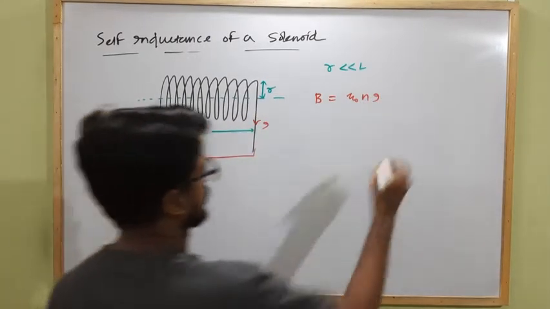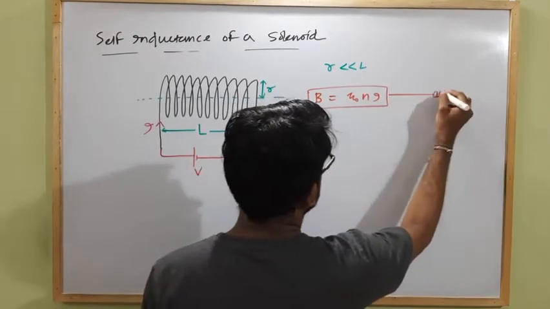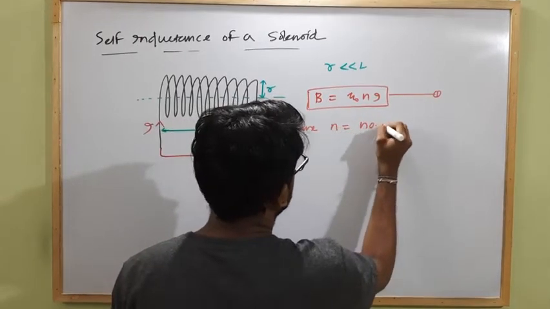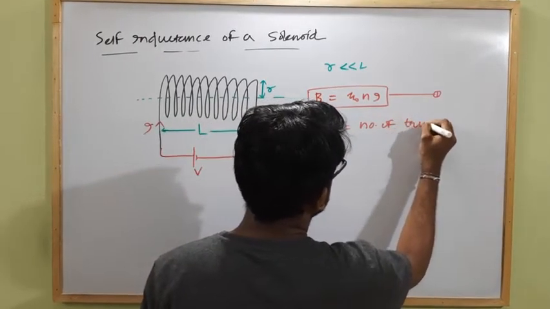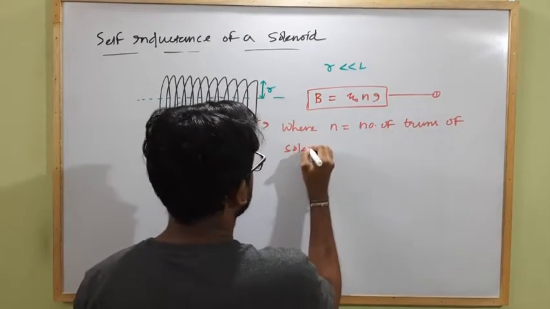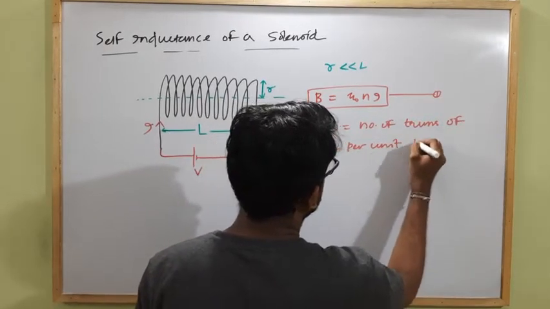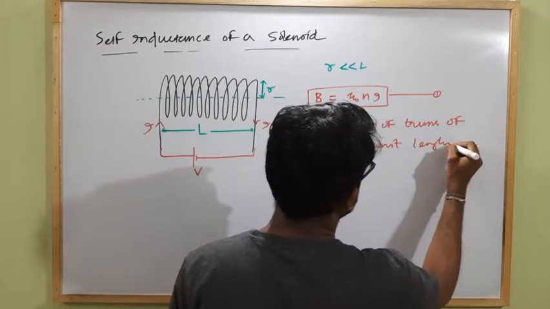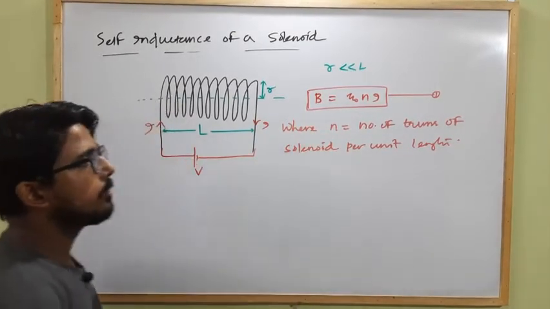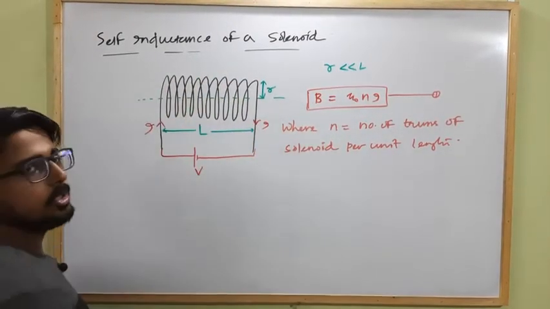Clear? Where N equals the number of turns of solenoid per unit length. Clear? N equals the number of turns of solenoid per unit length. So this is the net magnetic field produced by the solenoid.